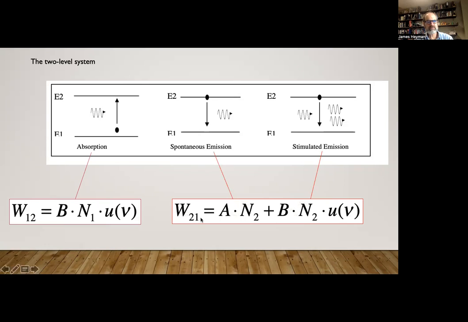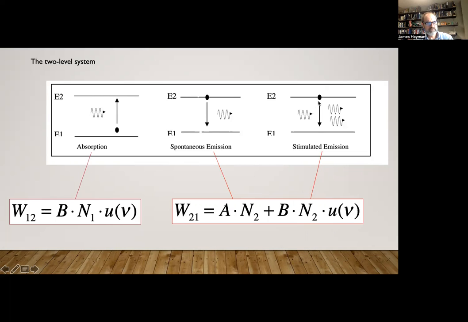Likewise, we can describe the rate of transitions from the upper state back down to the lower state. Here we have two terms, one describing spontaneous emission and one describing stimulated emission. The spontaneous emission term, AN2, is proportional to the number of atoms in the upper state. Again, no atoms in the upper state, you can't have transitions out of that state. But it doesn't depend on the intensity of the light because it's spontaneous.